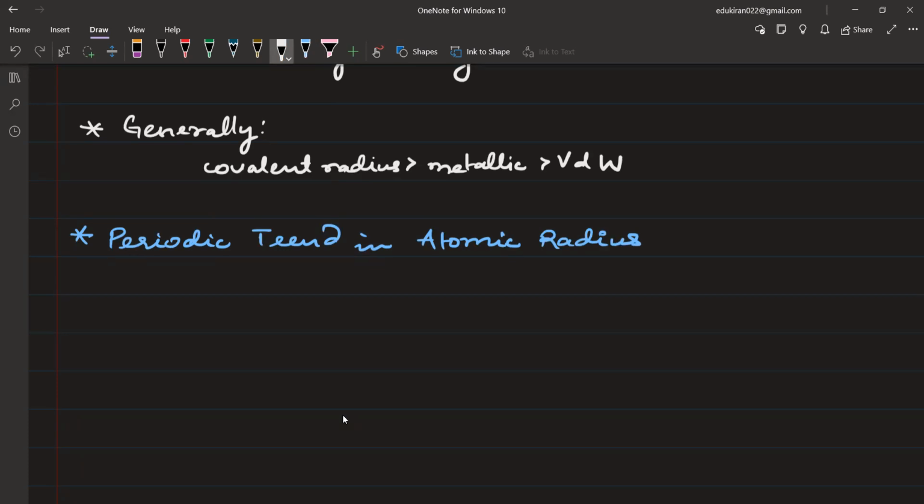Now we will relate the atomic radius to Z effective. So we can say that if the Z effective is lower, the atomic radius will be higher, right? Atomic radius is inversely proportional to Z effective.